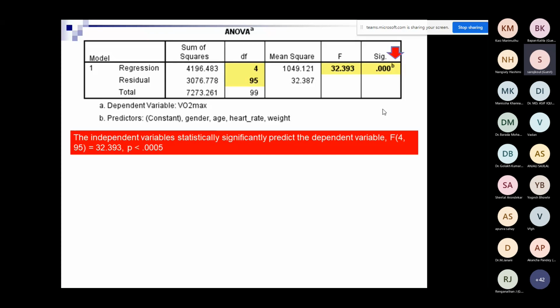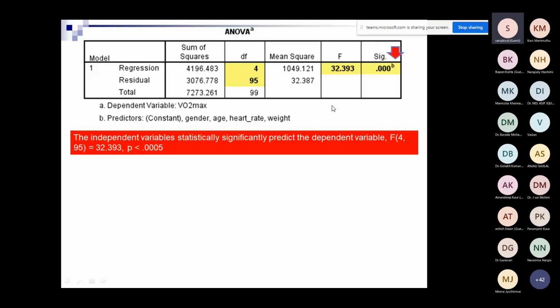4196 divided by degrees of freedom 4, you will get 1049. The residual: 3076.77 divided by 95, you will get 32. So the F ratio can be calculated from the mean squares, like ANOVA, within group and between group.